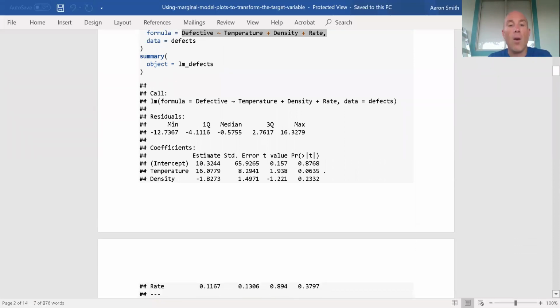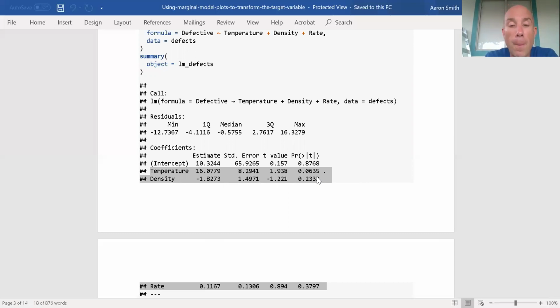What does it look like? Well, something that jumps out at me right off the bat is I see that temperature, it's statistically significant, but not by much. It depends on your criteria. If you say 0.1, that's statistically significant. If you say 0.05 is your cutoff, then that's not statistically significant.